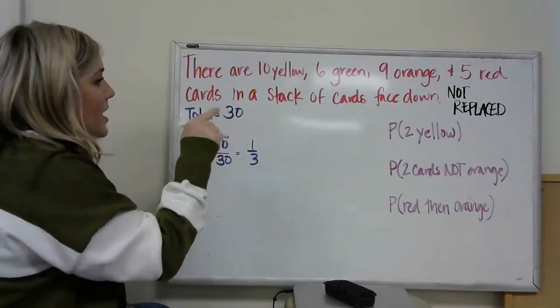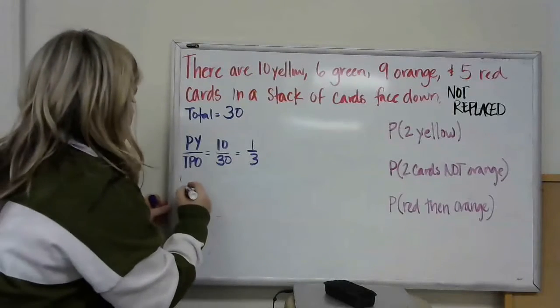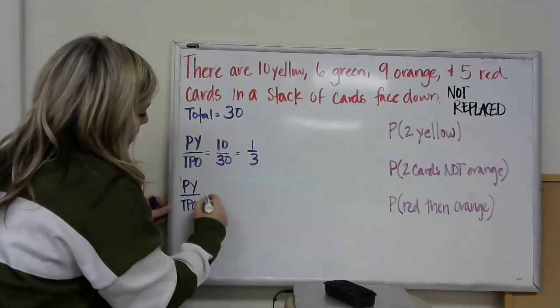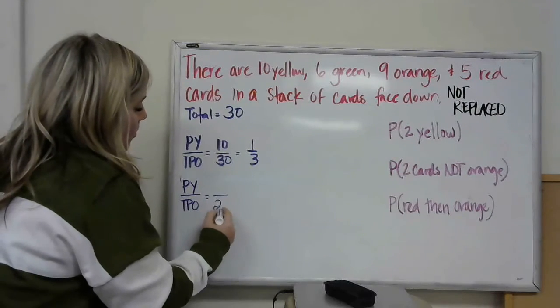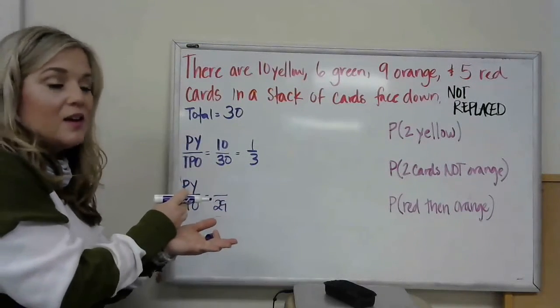The next one, we're not putting that card back in. So now we only have 29 cards. So we're still looking for the probability of pulling a yellow of total possible outcomes, okay? So now my total possible outcomes are 29 cards. I have 29 cards there because I didn't put that one back in, okay?